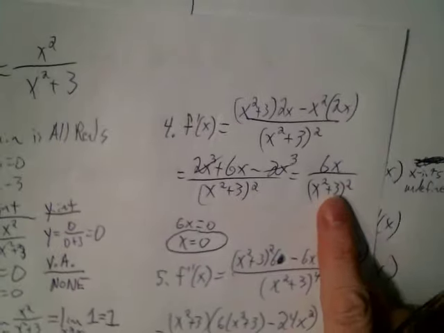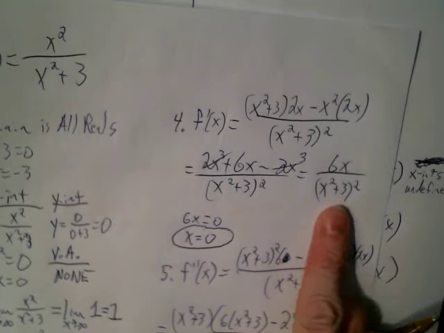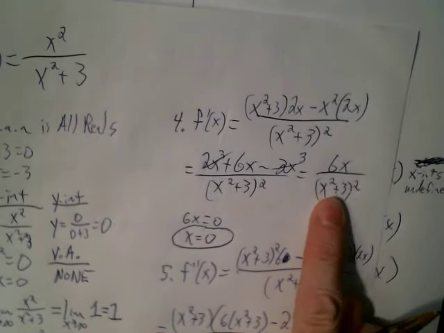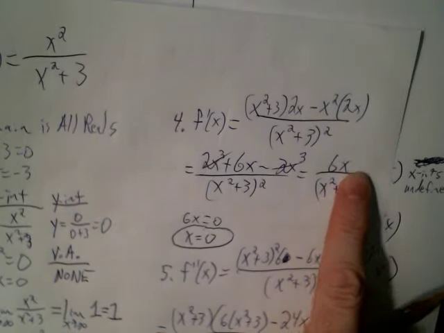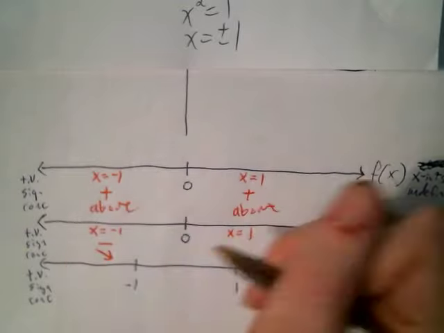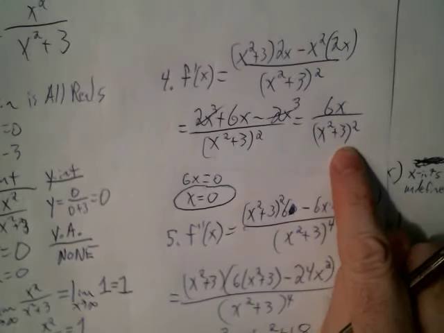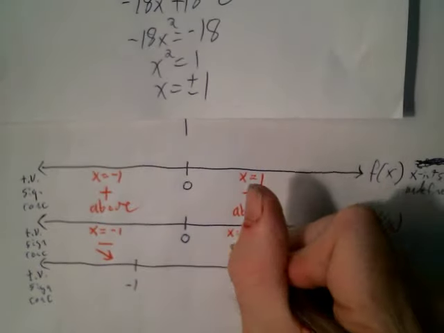Using now the first derivative, plugging in -1, I get a negative all over a positive. If I square anything, it'll be positive, so the bottom is always going to be positive. So negative over a positive is negative. So in the first interval, it's negative, and that means it's decreasing. If I plug in 1, I'll get a positive over a positive, which is positive, which means it's increasing.